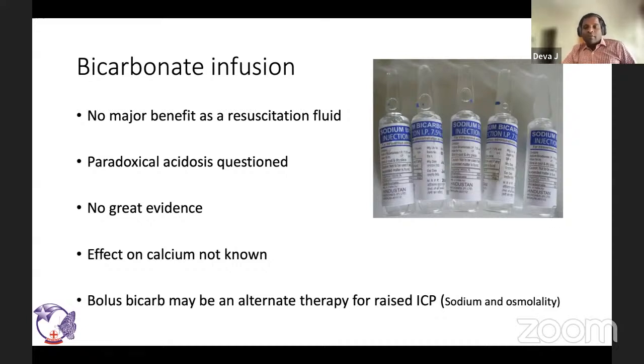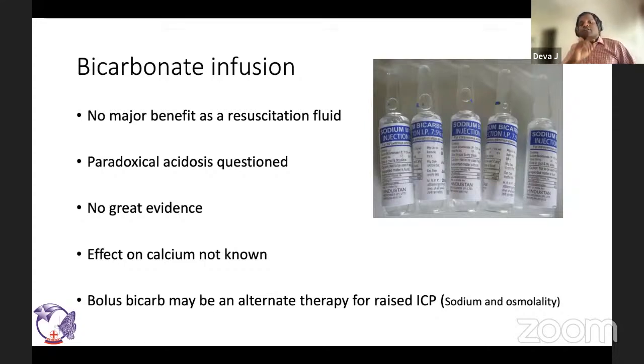And if you start giving bicarbonate, you don't know how much to give initially. So it's a trial and you give some bicarbonate, you check the acid base. If the patient has become alkalemic, the calcium might fall further. So we really don't know what the effect on calcium and the other electrolytes will be and how much volume to give. So it's not useful as a resuscitation fluid. Do not use bicarbonate infusion as a resuscitation fluid.